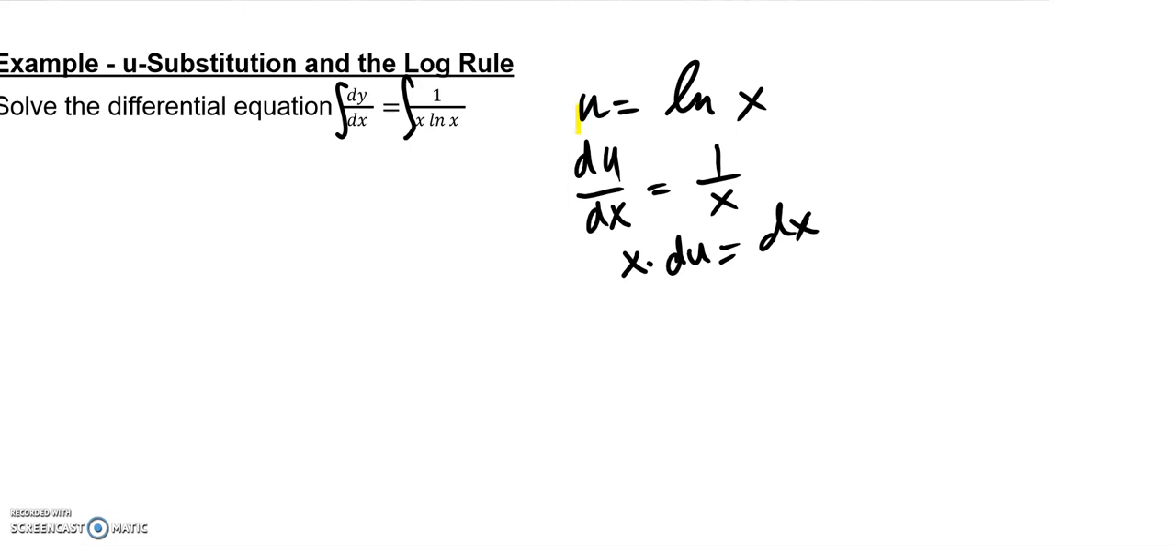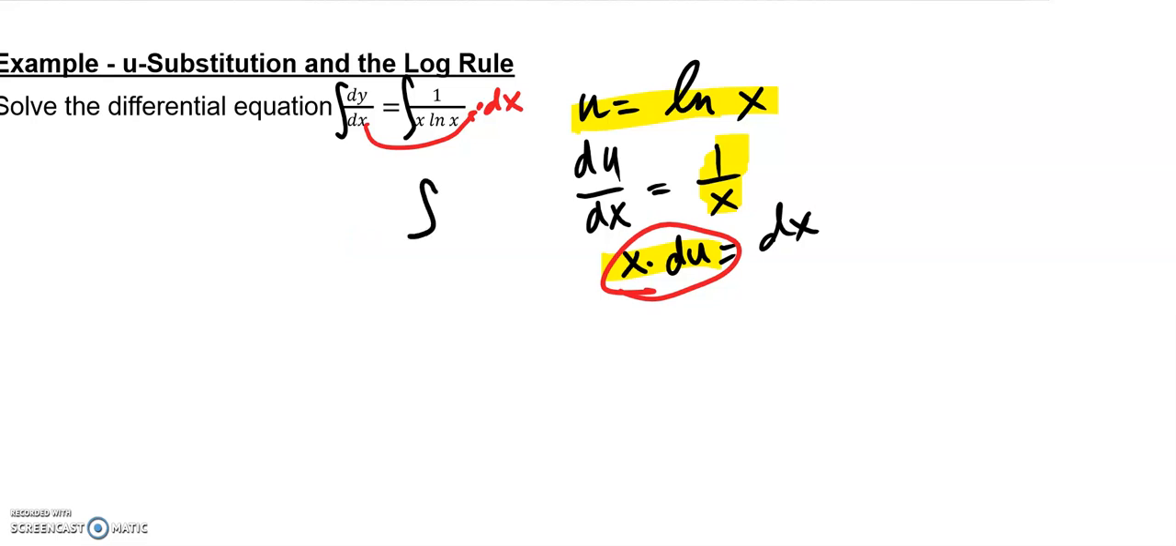In this case, your u is going to be the natural log of x. When you find the derivative, you get 1 over x. And when you solve for dx, you get x times du. And we are going to take that and substitute it in. So we can bring this dx over if you wanted to, or you can keep it over there as well, whichever way you wanted to do that.